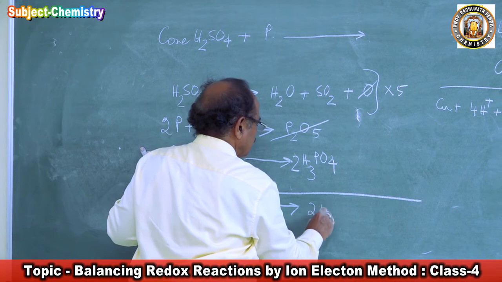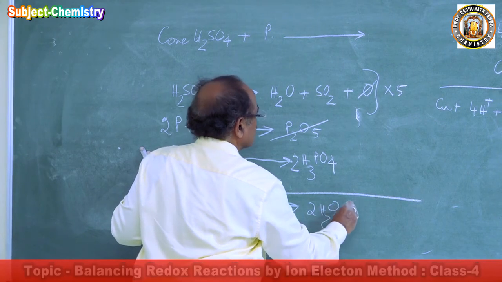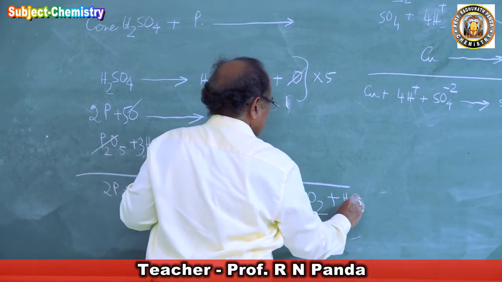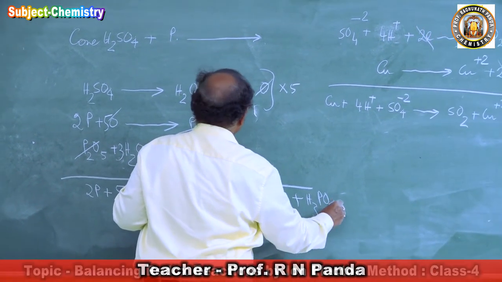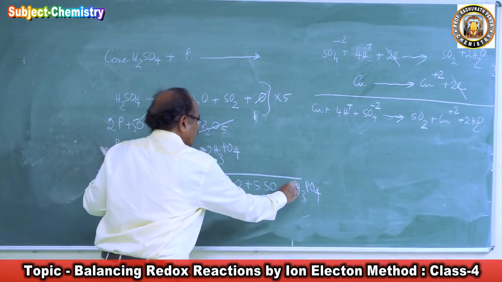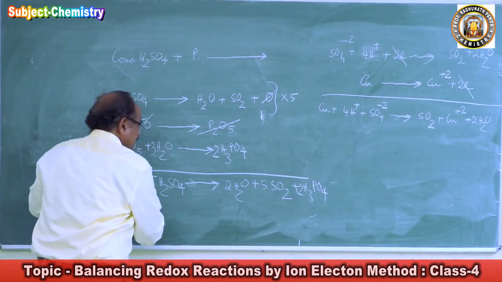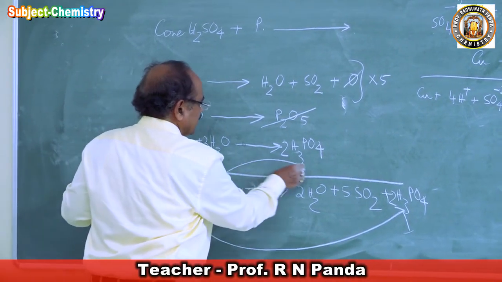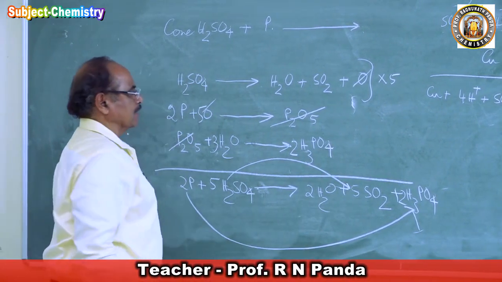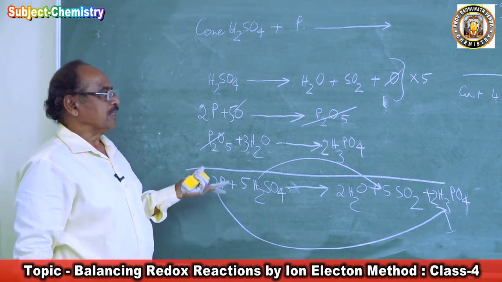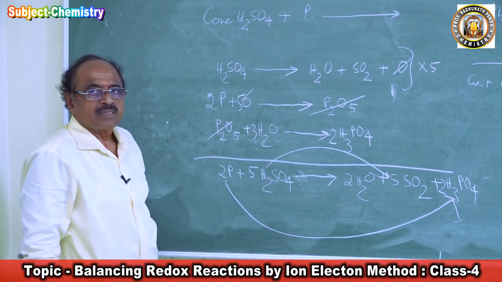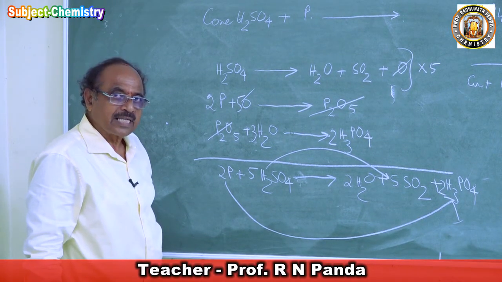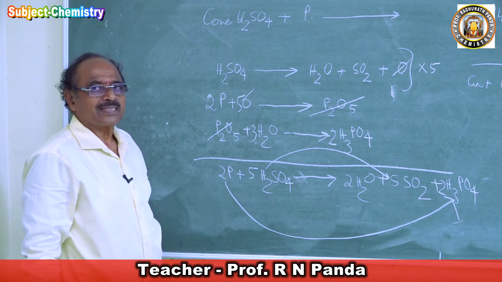So 2 water plus 5 sulfur dioxide plus 2H3PO4. So phosphorus is becoming phosphoric acid and sulfuric acid is becoming sulfur dioxide. So ascertain the oxidized state and reduced state of the substance. This is the way you are ascertaining the oxidized and reduced states of the substances.